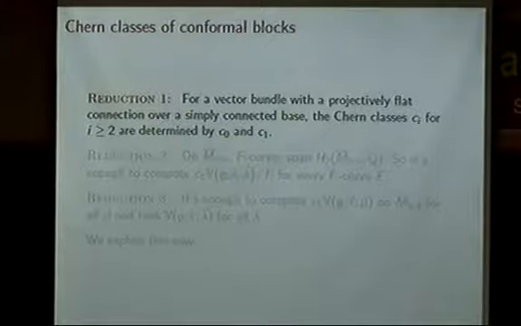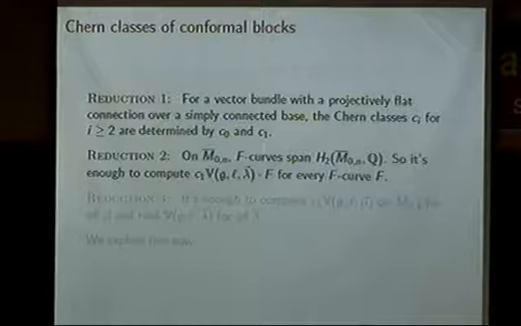The next reduction, if we happen to be working on M_{0,n} bar, we know that the F curves span the second homology H_2 of M_{0,n} bar. Okay, and so that means you can determine the class of c_1 if you know the intersection numbers with every F curve.